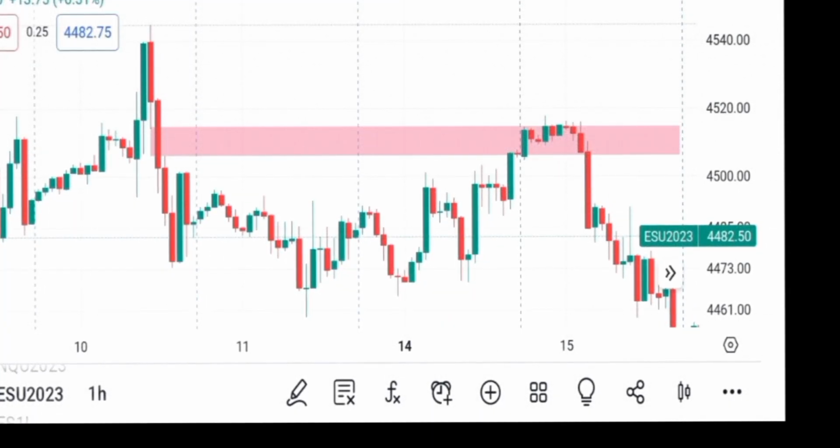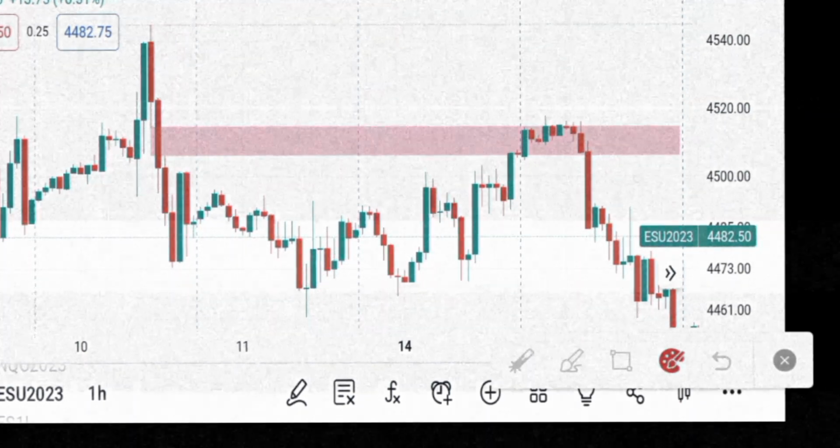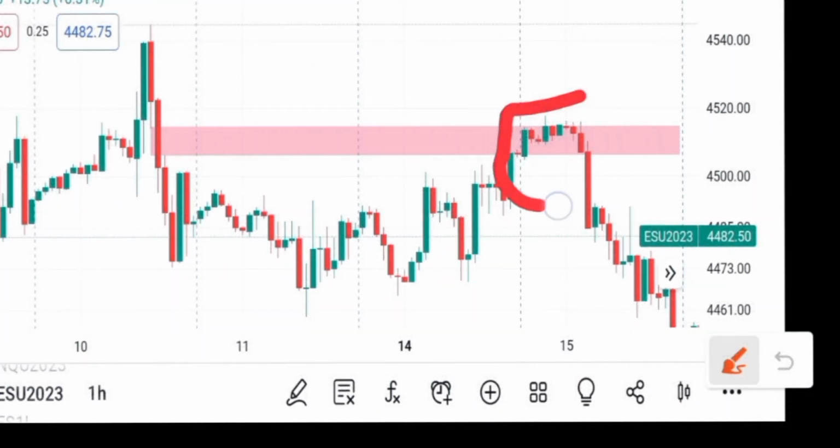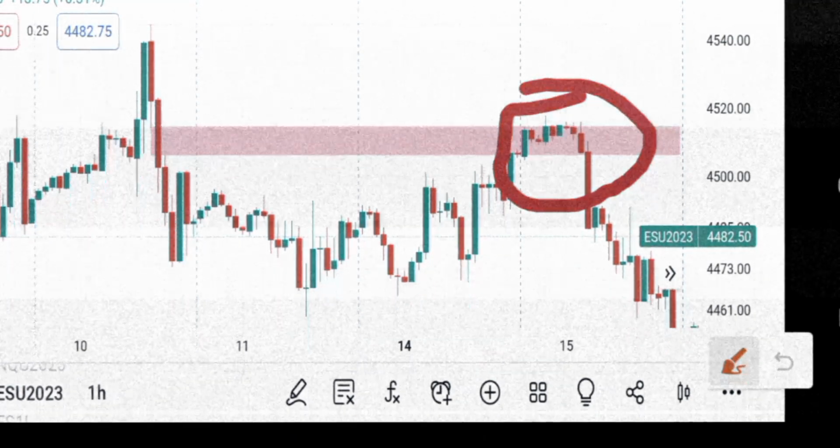Here's an example of a fair value gap being revisited by the price. As you can see, I shaded the fair value gap and extended it in time. The price revisited and filled it, then rallied downwards. Here's what I'm talking about. Here's a chart revisiting its inefficiencies in the form of a fair value gap.